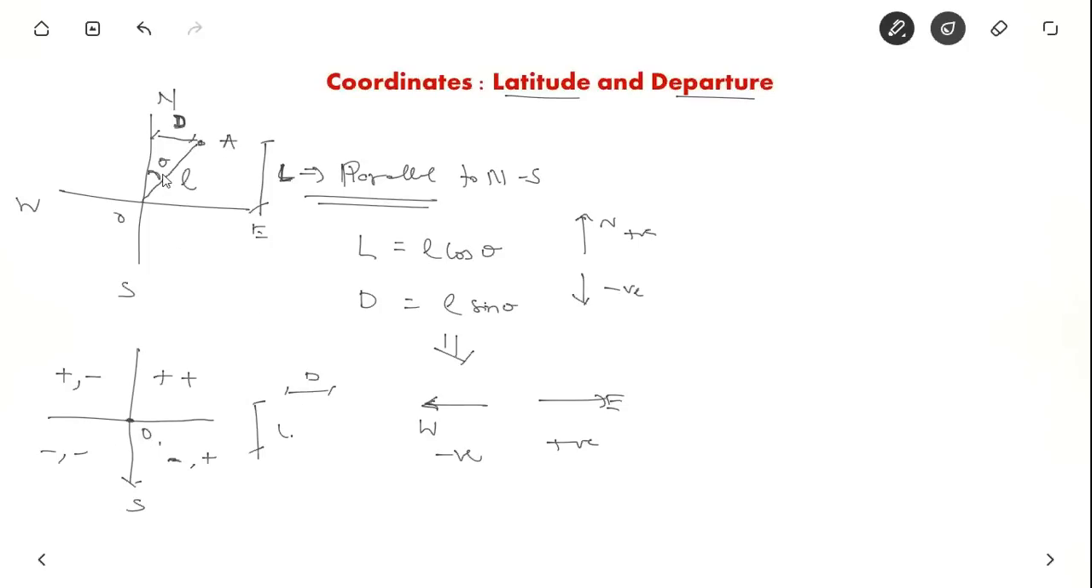And this theta is in reduced bearing terms. In whole circle bearing terms, you measure the whole clockwise angle like this, but in reduced bearing you measure only the angle closest to the north south. So this is theta as in reduced bearing, and this is theta as in whole circle bearing. So here is theta as in reduced bearing terms.